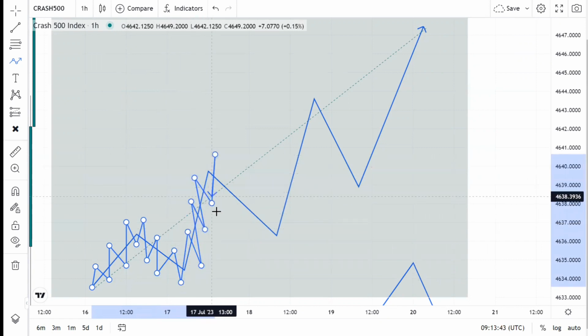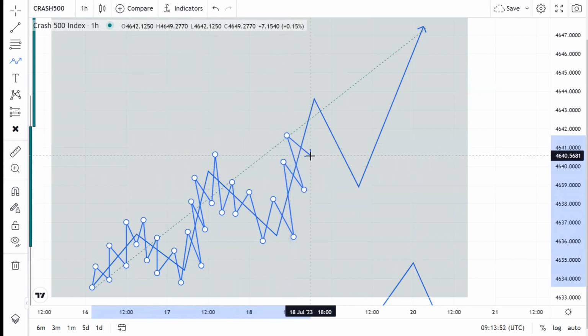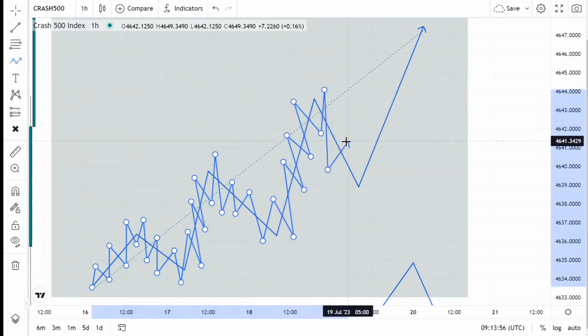Price is fractal. The fractal nature of price. This is what we talk about when we say price is fractal. You're going to see this on the smaller time frame. So in an uptrend, there are also downtrends.